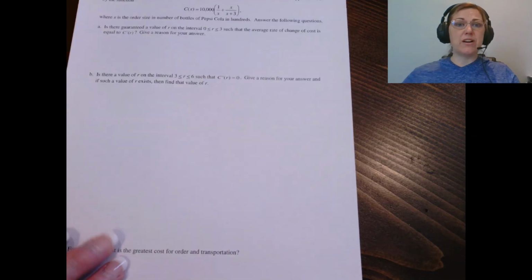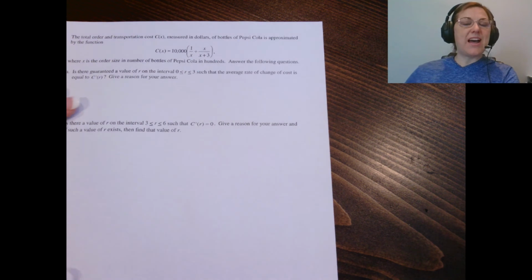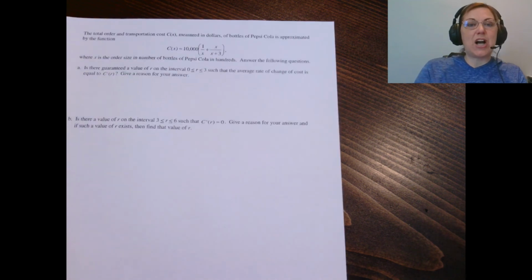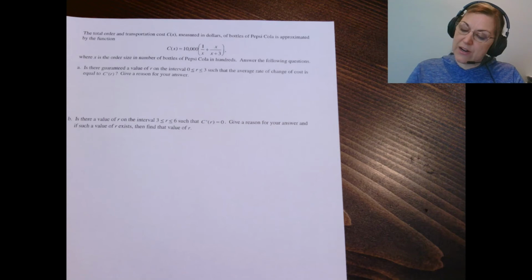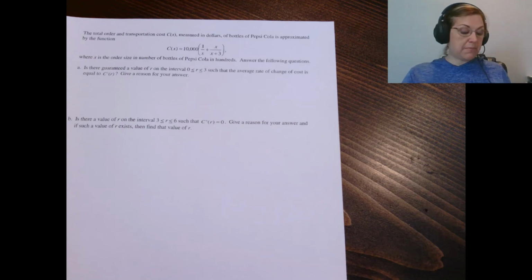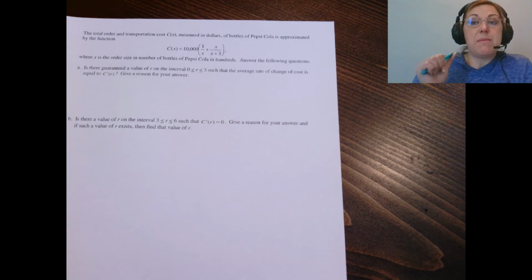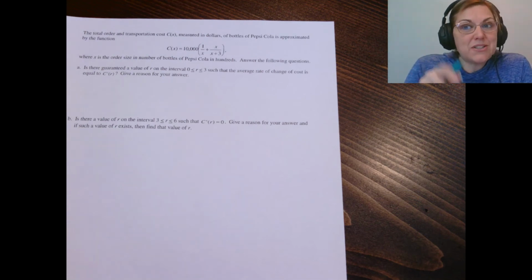Okay, let's do one more here. And we've got the total order and transportation costs measured in dollars for bottles of Pepsi Cola is approximated by this function, where x is the order size in number of bottles. Answer the questions. So is there a guaranteed value of R on the interval from 0 to 3 such that the average rate of change is equal to C prime of R? Now remember, we're not being asked to find the value, we're just asking is it guaranteed?